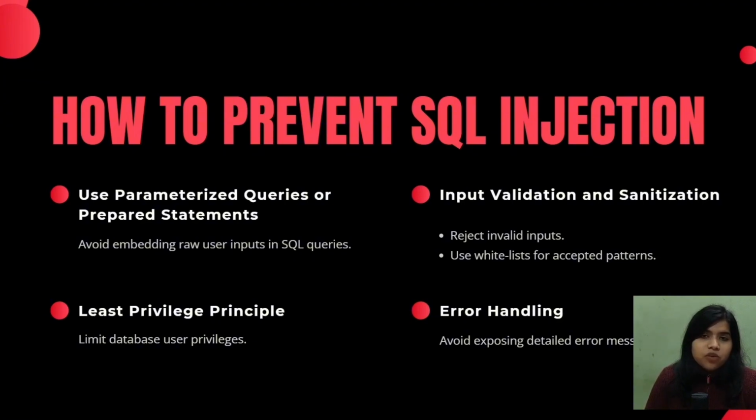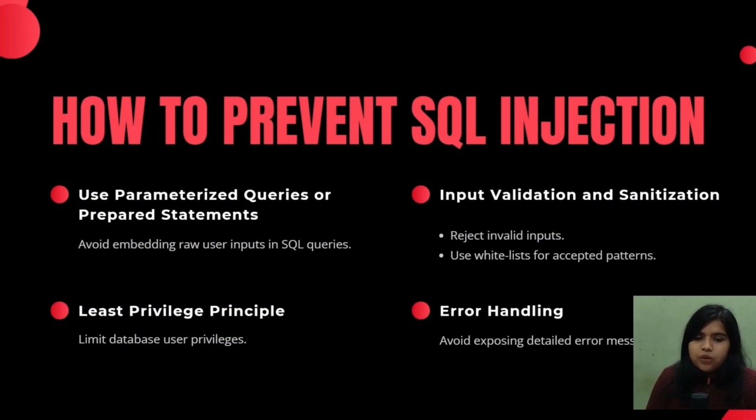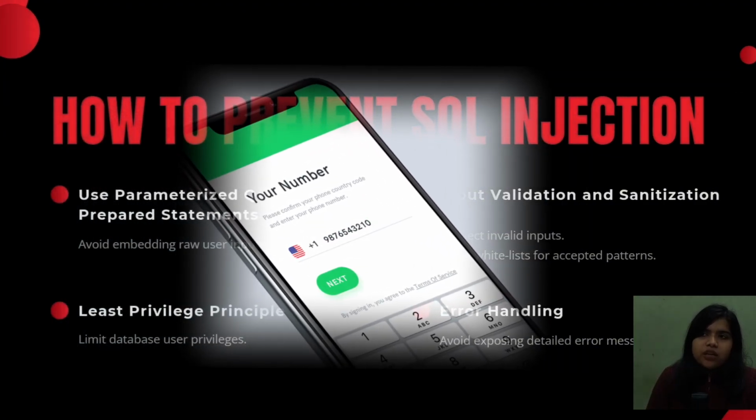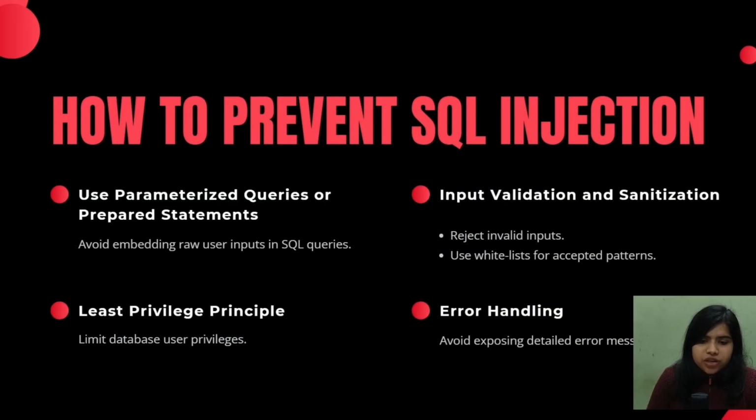So this is one of the significant ways that can make a lot of impact in avoiding SQL injection happening to you. The next way is to use input validation and sanitization. You can reject the invalid input. In case your field is related to a phone number, a number, or an email, you can put validation related to the field beforehand, reject special characters and spaces, and use a whitelist for accepted patterns. You can use regular expressions for it.